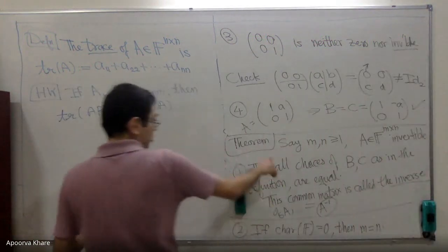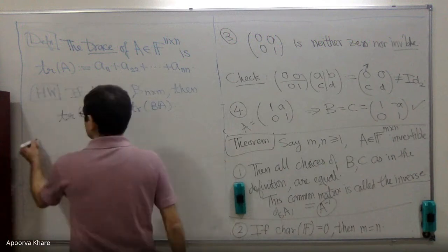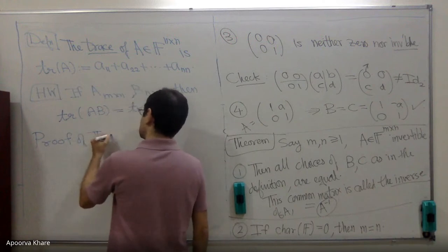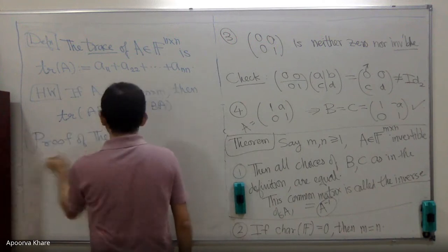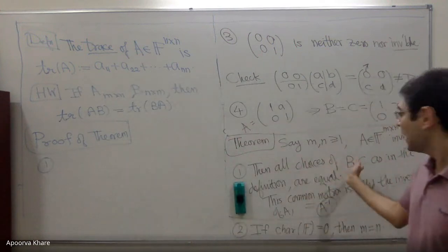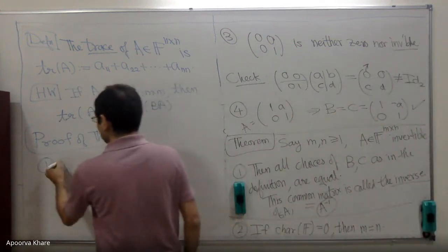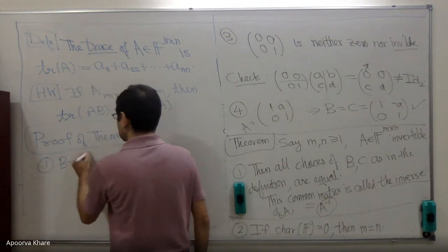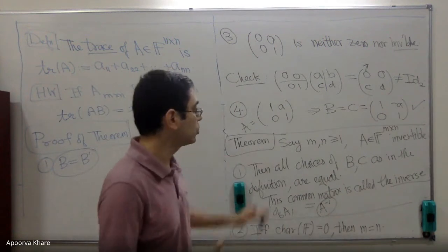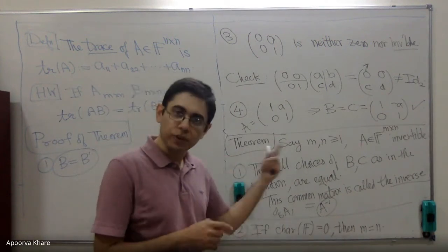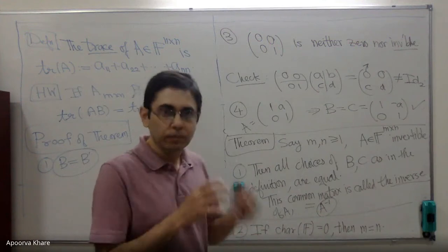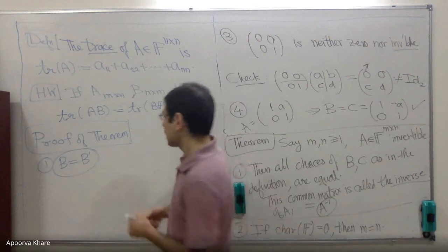So now, with the trace in mind, let us prove this theorem. Let's first write down the proof of part 1. I'm going to say informally what I'm going to prove: B equals B prime. What does that mean? If I have two different B's that work for the invertible map, B times A is identity and B prime times A is identity, then B must be equal to B prime. How do you prove that?